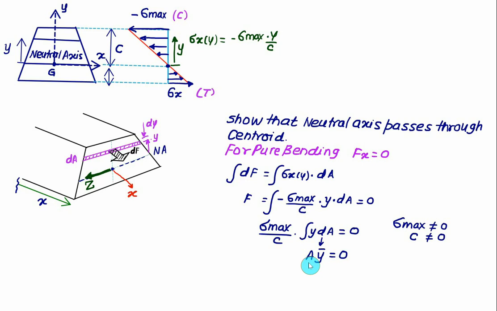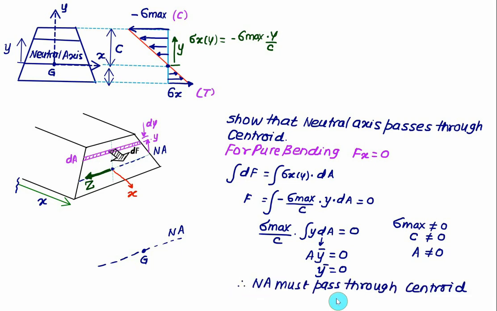But if this product is 0, it means that either the area should be 0, but area cannot be 0. It means that the value of y bar must equal 0. The value of y bar is 0 only when the neutral axis passes through the centroid. So it is compulsory that the neutral axis should pass through the centroid. In that case we have y bar equal to 0, and therefore it is proved here. So the neutral axis must pass through the centroid of the given cross section area.